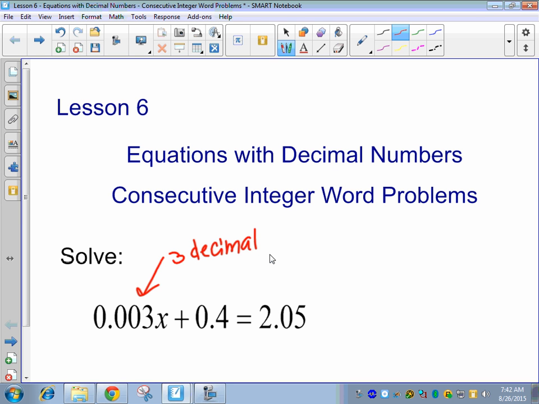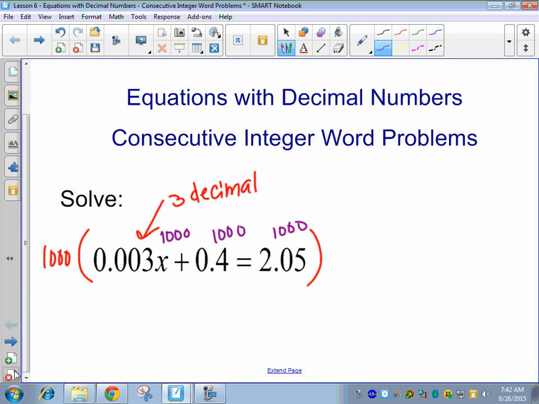All right? If 2 decimal places was the most, what would we multiply by? 100. And if it was 1 decimal place that was the most, what would we multiply by? 10. All right. So since it's 3, we're going to multiply the entire equation by 1,000. If you want to put parentheses and do 1,000 in the front, you can. Or sometimes I like to write 1,000 next to every single term to remind myself that I need to multiply everything by 1,000.